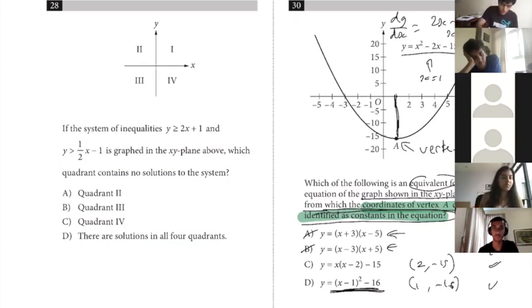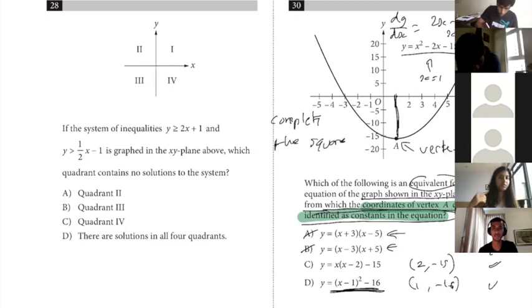Okay, the long way to do this would be to actually complete the square. So if you completed the square, then you took the long way to do this. So please don't take the long way.